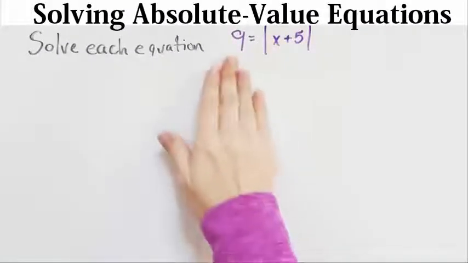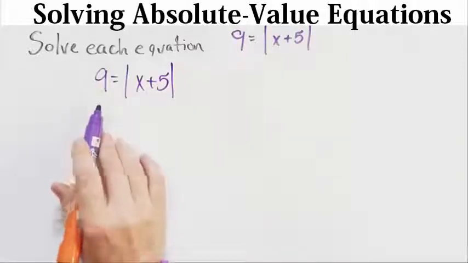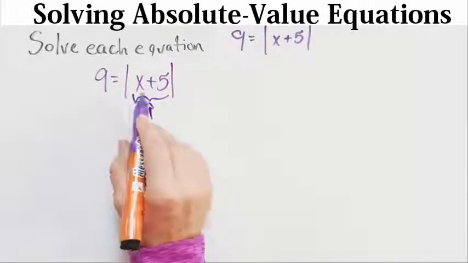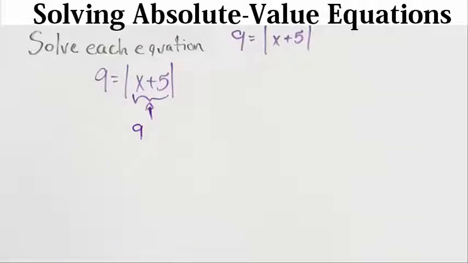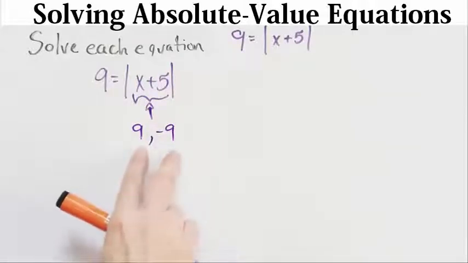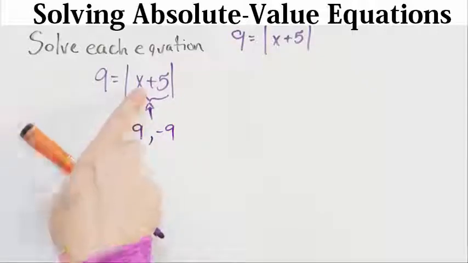So we have our new problem. 9 is going to be the absolute value of x plus 5. So I have 9 equaling the absolute value of x plus 5. I want to know what number in here is going to be 9 spots away from 0. Well, I know that 9 is 9 spots away from 0, but so is negative 9. These are the two numbers that are 9 steps away from 0. So those are the only two options that this could equal.